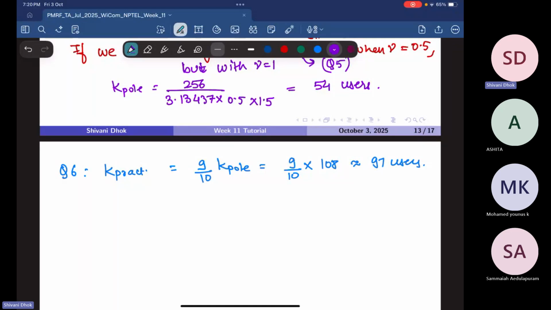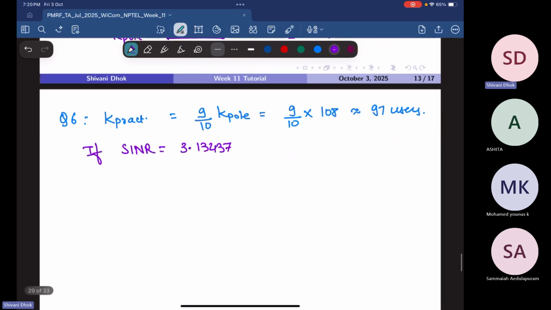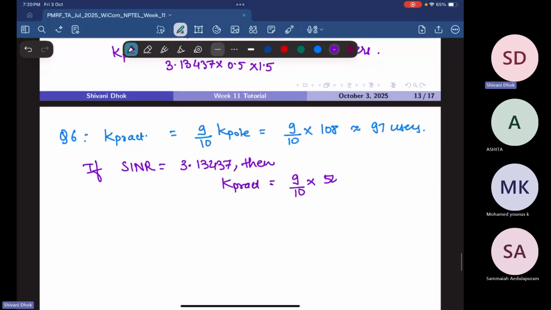Now the same thing: if SINR was 3.13437, then your practical value of k is 9 by 10 times 54. So this comes out to be 48.6, which is approximately 48 users.